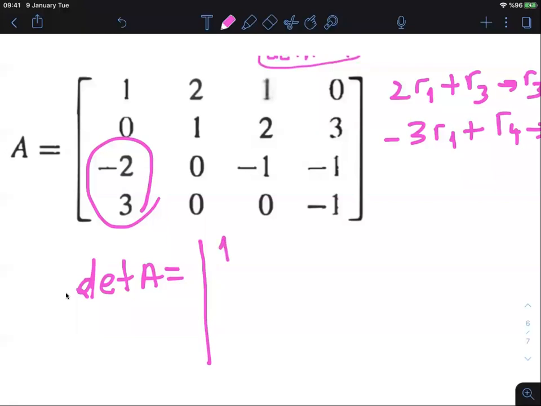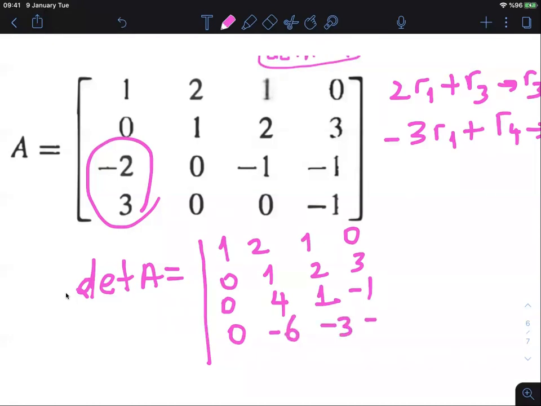1, 2, 1, 0, 0, 1, 2, 3, and this guy becomes 2. No, this guy becomes 0, 0 and 4 and 1 and minus 1. What about this one? This becomes 0. This becomes minus 6, minus 3 and minus 1. So this is the same determinant.